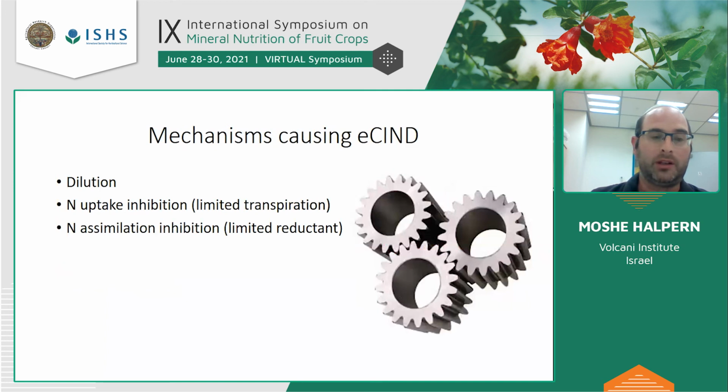Mechanism causing ESIND, you can have dilution and uptake inhibition. Nitrogen uptake could be limited by limited transpiration, perhaps, as there's less mass flow, or nitrogen assimilation inhibition with limited reductants. Because when the plant is reducing the carbon dioxide to starch, it has less reductant available to reduce nitrate to amino acids.